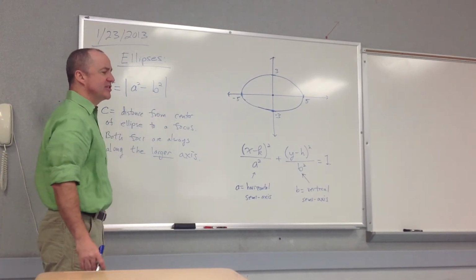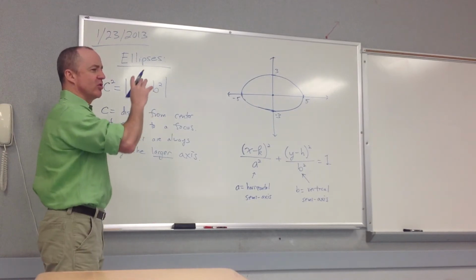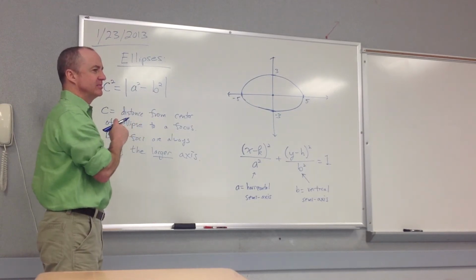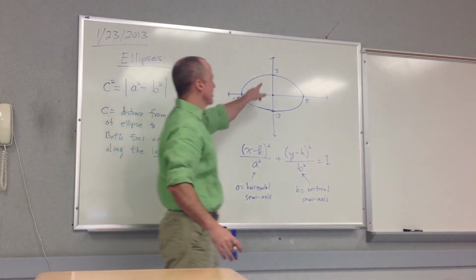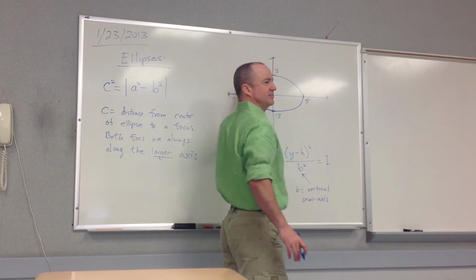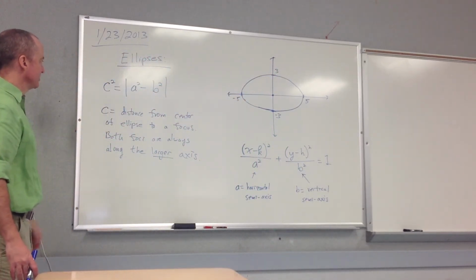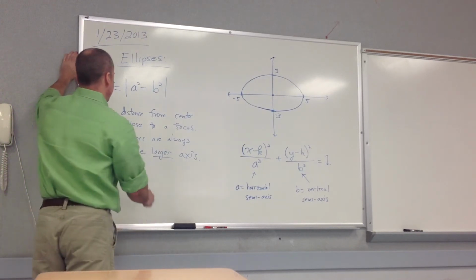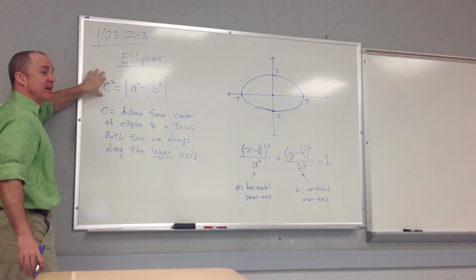So the foci of this ellipse, are they going to be along the vertical or the horizontal axis? Horizontal. They're always along the longer axis. Always, always, always. How far are they? Let's find out. We'll plot this formula. Oh, this formula resembles the Pythagorean theorem.